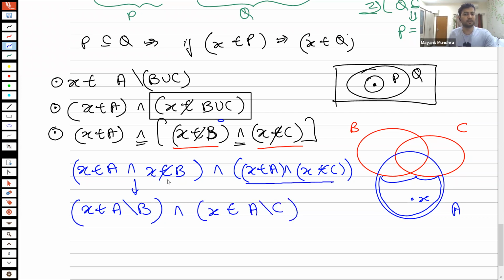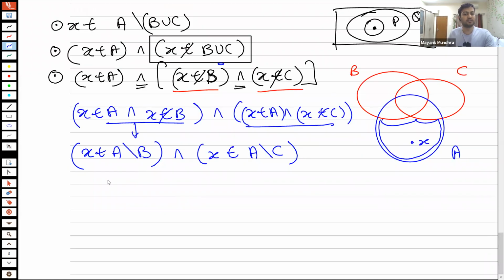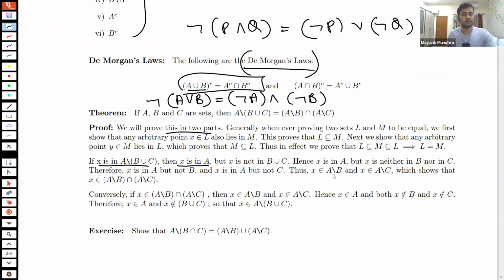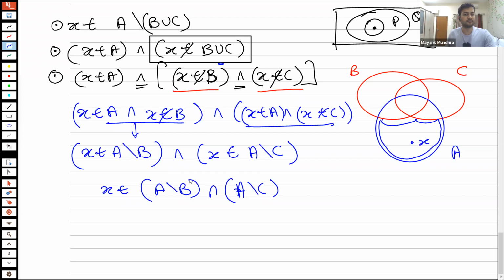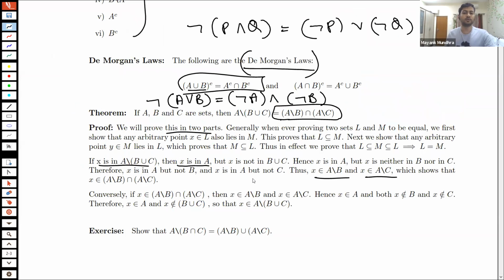Now this is the definition of A set minus C, and this is the definition of A set minus B. So it belongs to both these things. So X just belongs to A set minus B intersection A set minus C. It belongs to the intersection of these two sets because it belongs to both these sets simultaneously. So this is how you proceed in a question like this.